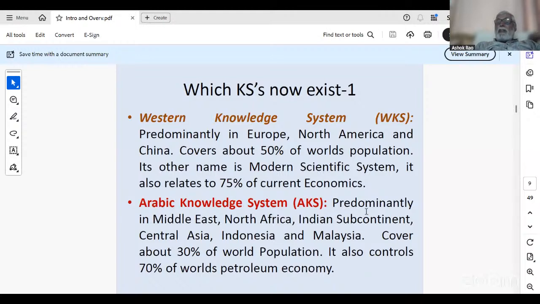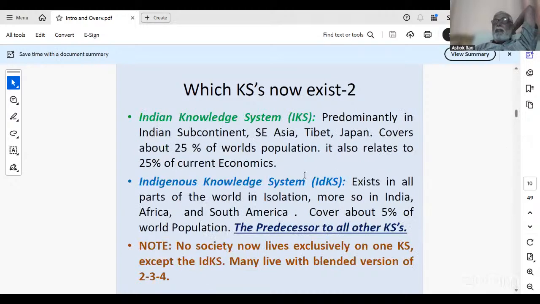The Arabic knowledge system is predominantly found in the Middle East, North Africa, Indian subcontinent, Central Asia, Indonesia, and Malaysia. It covers about 30% of the world population, but it controls 70% of the world economy, the petroleum-related economy. And so, because of that, they are important. The third knowledge system is the Indian knowledge system, predominantly in the Indian subcontinent, Southeast Asia, Tibet, and Japan. It covers about 25% of the world population, but it also relates to 25% of the current economy, and growing.